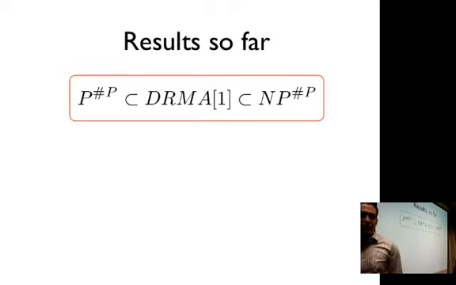Okay, so results so far. Rational Merlin-Arthur proofs with one round, forget about the D, it means discrete. It was in a previous version of the talk. Rational Merlin-Arthur proofs with one round are sandwiched between some low levels of the polynomial hierarchy with a #P oracle.